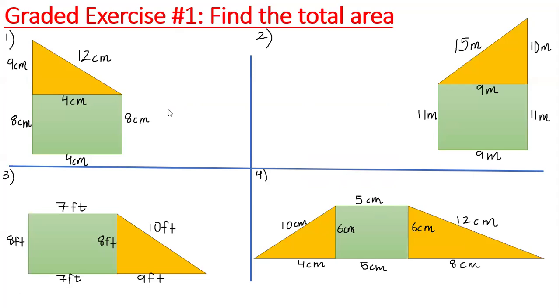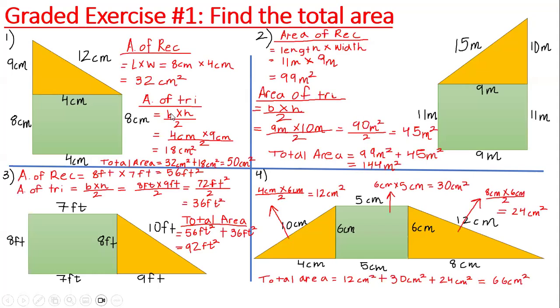50 centimeters squared. Alea, I read your message. What you said? 12 out of 12. What did you get for the first one? 50 centimeters squared. Okay, for the first one, I got 50 centimeters squared as well. For the second one, I got 144 meters squared. For the third one, I got 92 feet squared. And for the fourth one, I got 66 centimeters squared.